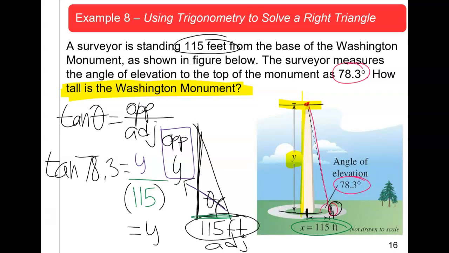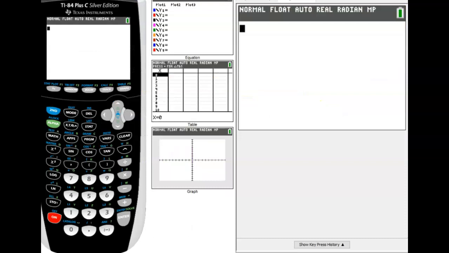So then we will have 115 times the tangent of 78.3. And that is exactly how we will enter it on the calculator. After you turn your calculator on, it is very important that you set your calculator to work with the right units for the angle measurement. Since our problem gave us the angle measurement in degrees, we have to make sure that we enter that in degrees as well. So to do that, I want you to find a button that says mode.